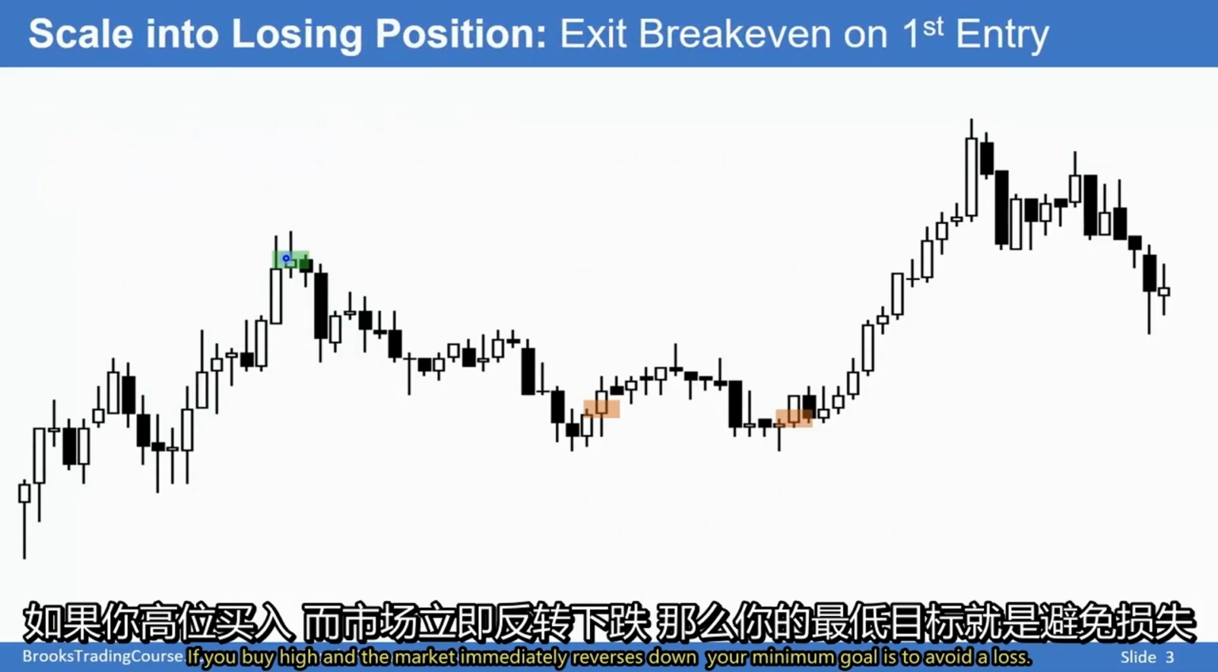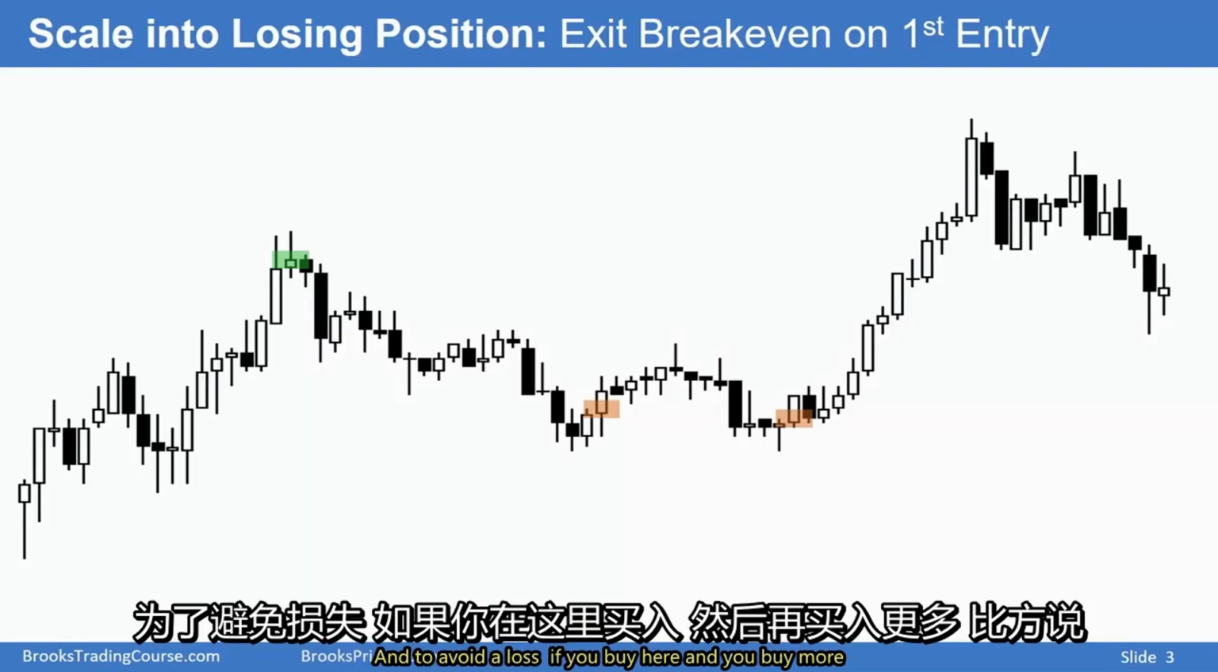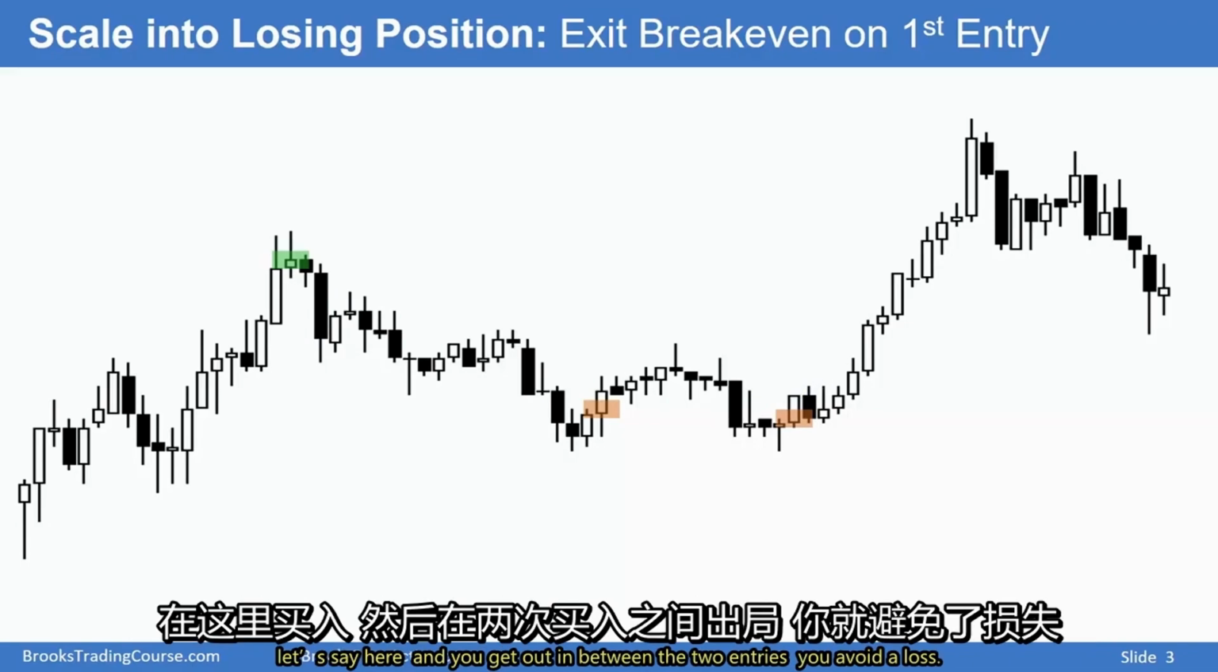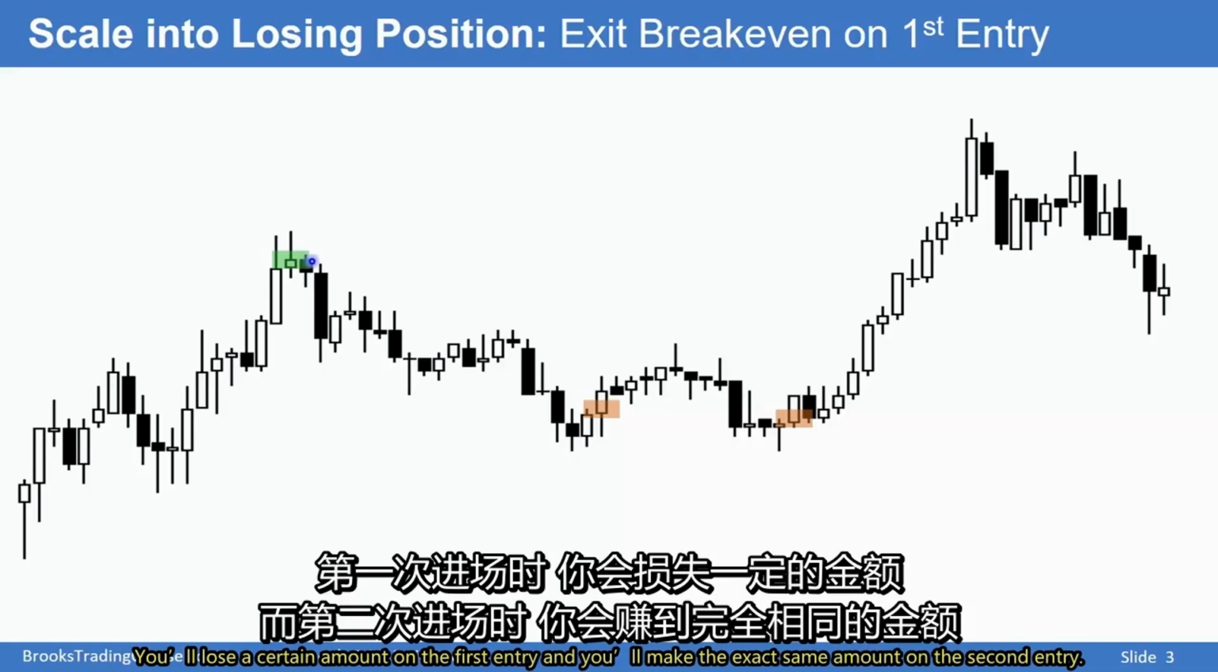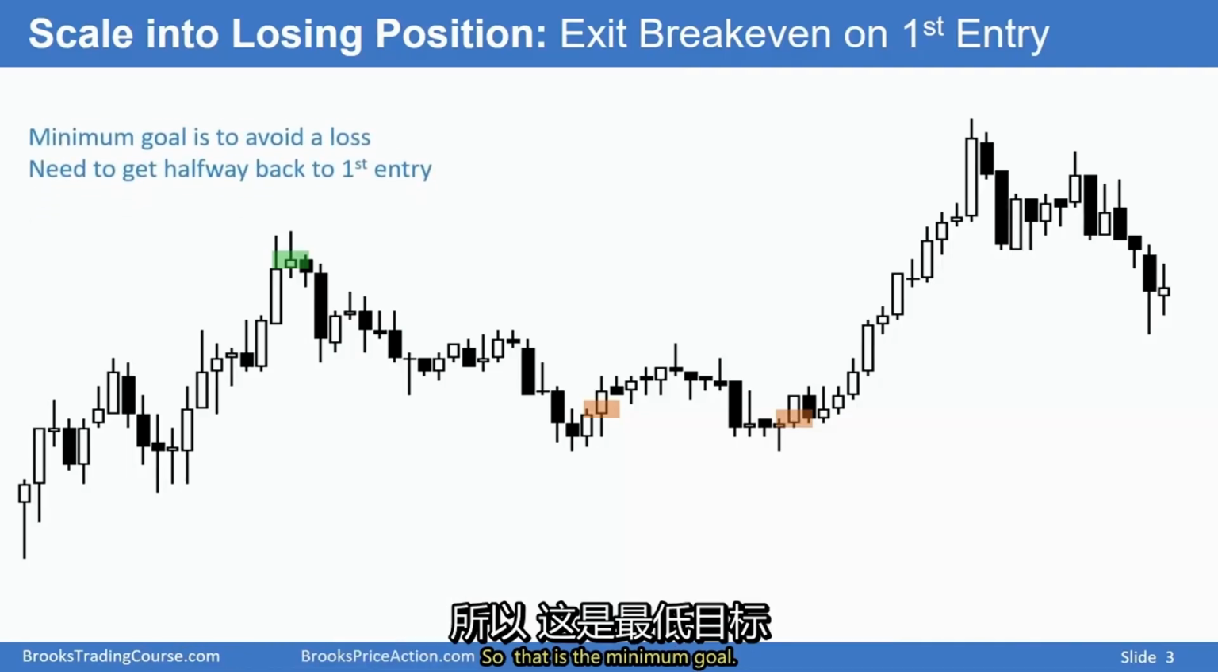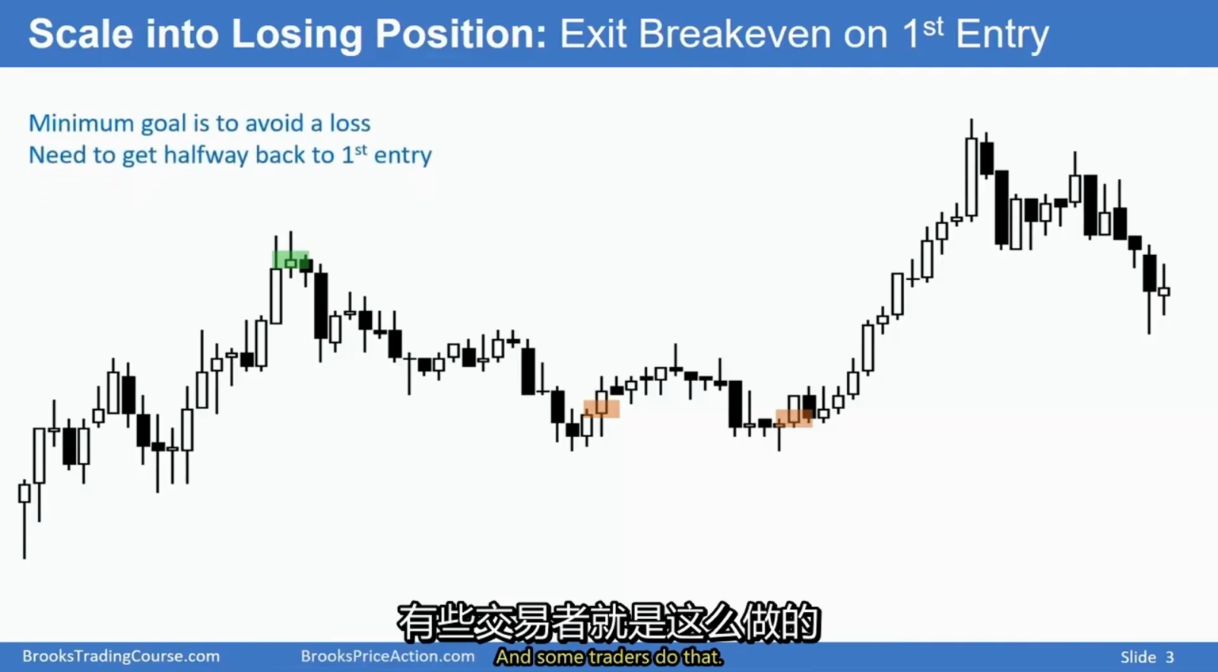Now, if you buy high and the market immediately reverses down, your minimum goal is to avoid a loss. And to avoid a loss, if you buy here and you buy more, let's say here, and you get out in between the two entries, you avoid a loss. You'll lose a certain amount on the first entry, and you'll make the exact same amount on the second entry. So that is the minimum goal, and some traders do that.